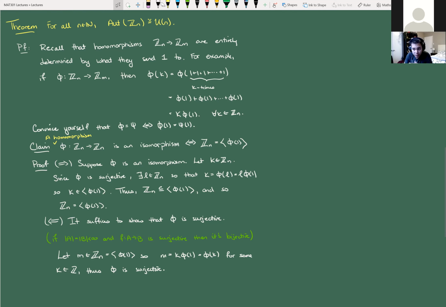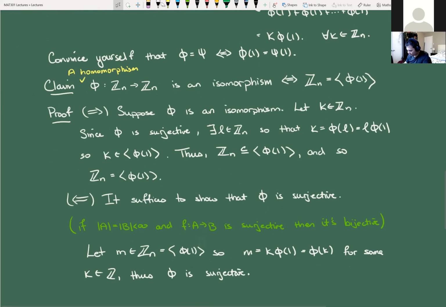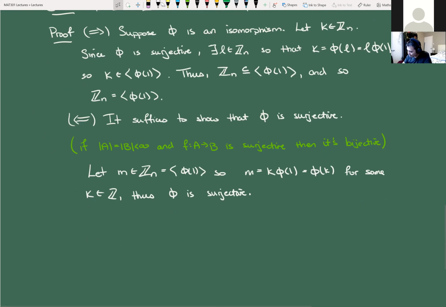I've shown that there's a bijection between them. What's the claim say? You're an isomorphism if and only if phi of 1 generates the group, i.e. if and only if phi of 1 is coprime to n. And phi of 1 entirely determines the isomorphism, right? So at this point, I've shown there's a bijection between Un and the automorphism group of Zn. And now I need to show that there's actually a group isomorphism between them, right? Bijection is not sufficient.